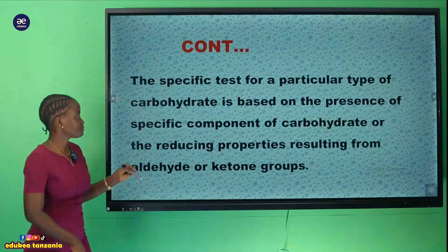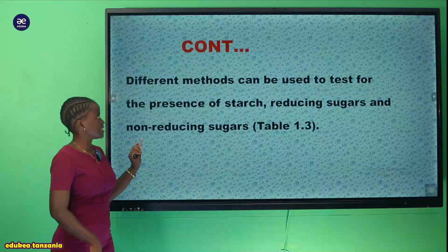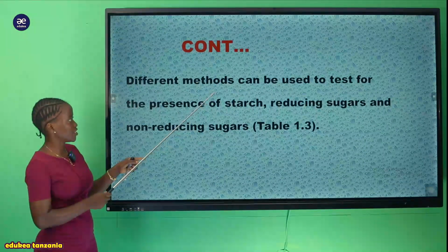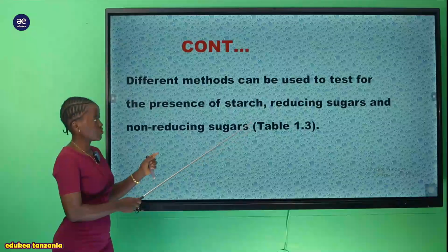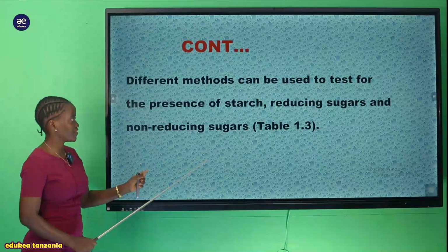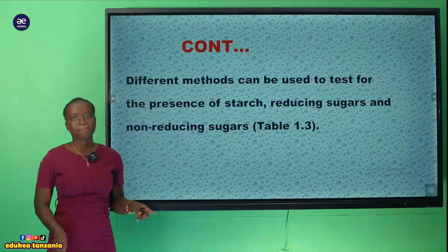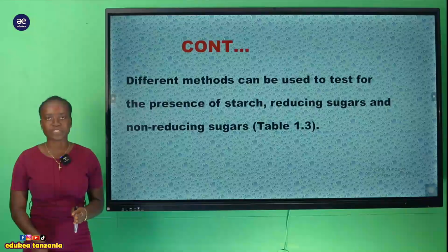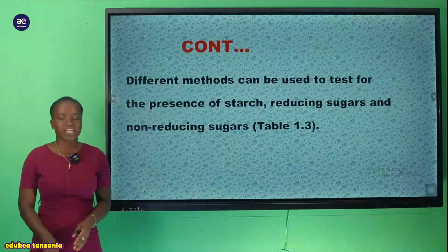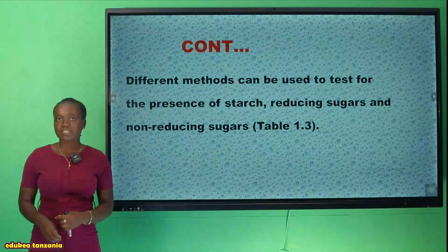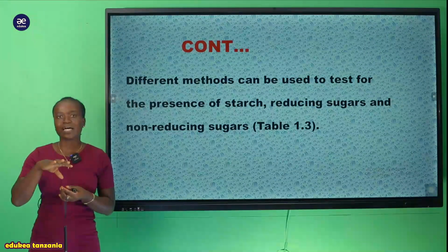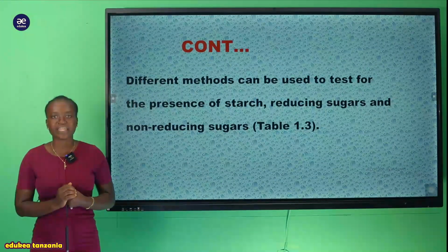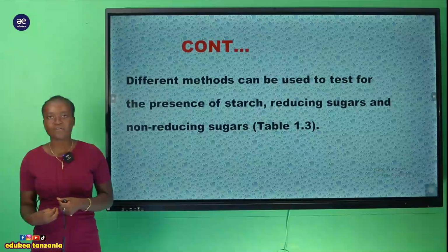So now we can say that different methods can be used to test for the presence of starch, reducing sugar and non-reducing sugar. We have a lot of methods. These methods are the ones now used to find out whether there is a presence of carbohydrate in a particular mixture.